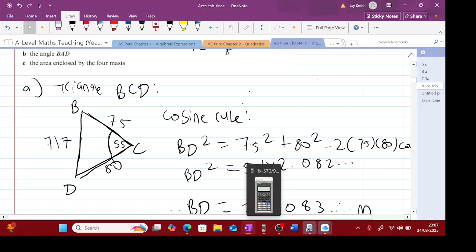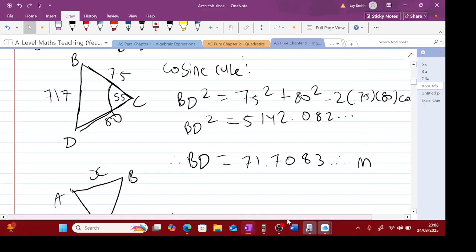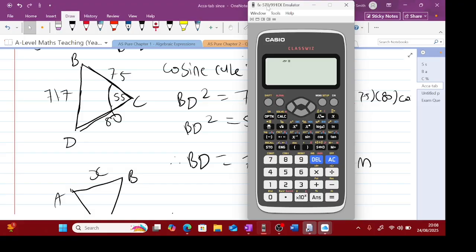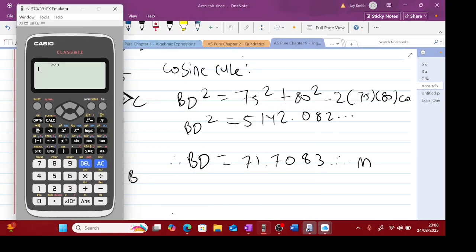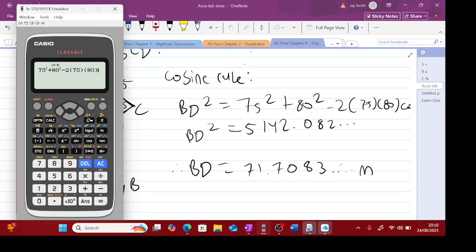So this is another calculator demonstration just to help with this. Storing answers then. Firstly, I'm going to retype this calculation in my calculator. So 75 squared add 80 squared minus 2 lots of 75, 80, cosine of the angle 55. That's what we did. And so we get this 5142.082. So you know I'm not lying, but that is the number you get. And then obviously we square rooted our answer.